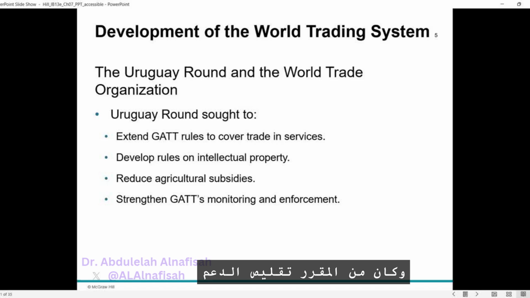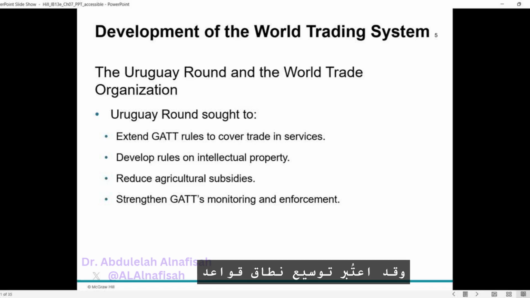Agricultural subsidies were to be substantially curtailed, and rules extended to cover services and intellectual property protection. Additionally, the creation of the World Trade Organization, WTO, was outlined to oversee GATT agreements.